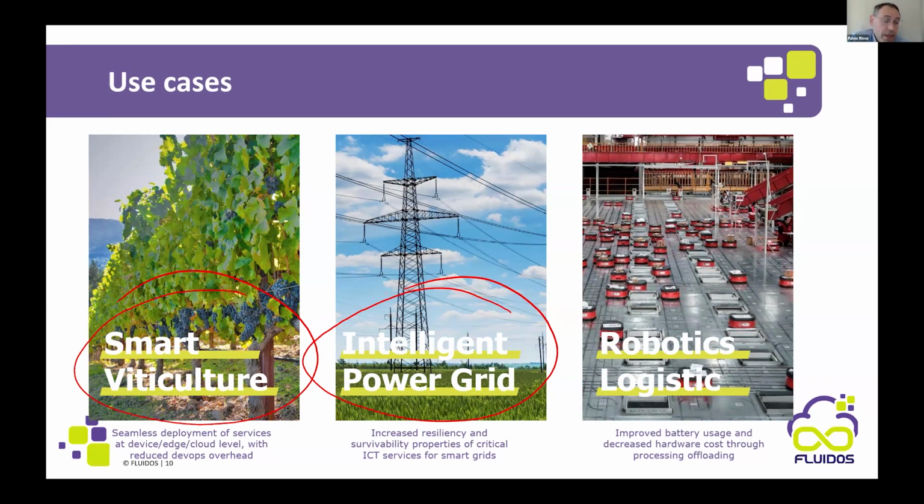That's the problem. So what we are doing here is investigating how to make the ICT services that are required for the intelligent power grid more resilient, so that they can survive in case of faults or damage, or even if we drop the internet connection for whatever reason, maybe even for security.